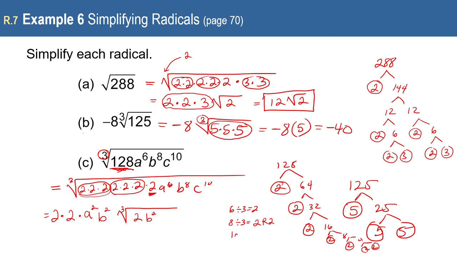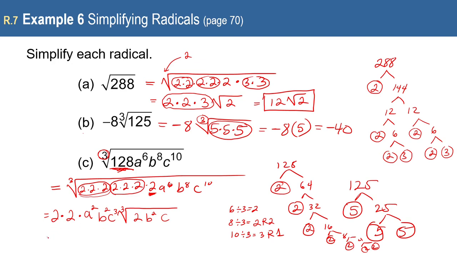For 10, I can divide that by 3, and I have 3 remainder 1. Now, that means we have a c cubed on the outside. I have 3 groups of 3 in c to the 10th with a remainder of 1. So there should be c to the 1 on the inside, or just c.